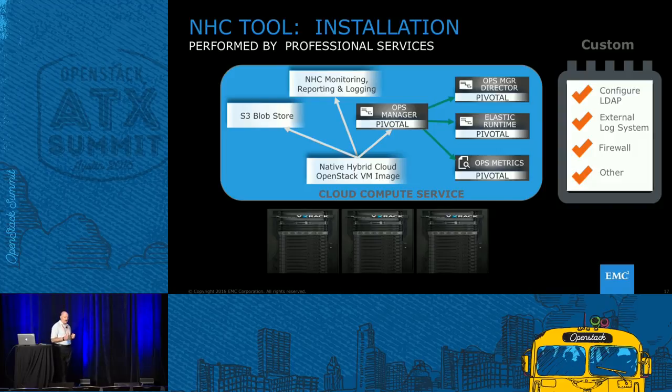The installation itself is pretty straightforward. Once the Project Caspian system is deployed on site, the same deployment engineer retrieves the image of the native hybrid cloud deployment VM, and then from there proceeds to verify the LDAP configuration, the connectivity to the external log system, firewall and load balancer configuration, NTP server configuration, et cetera, to ensure that once the Cloud Foundry is up and running, all these components are accessible.